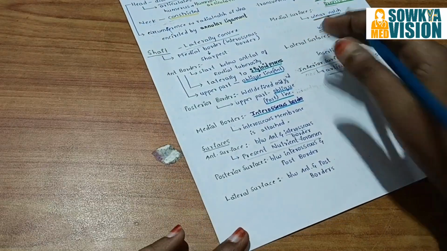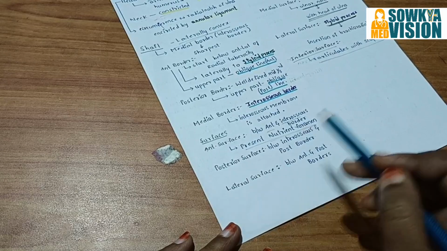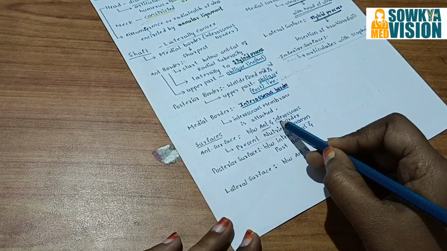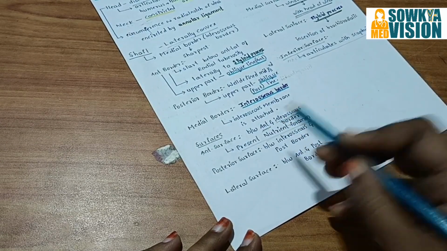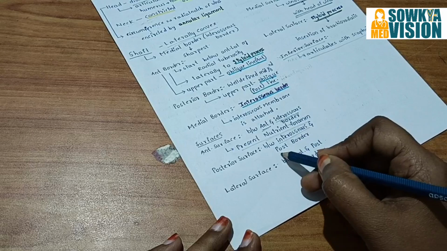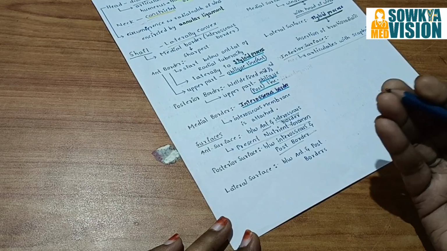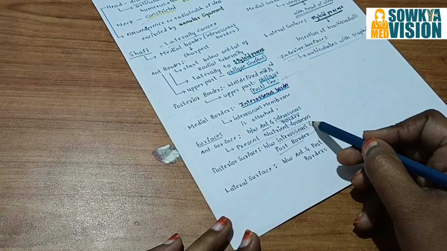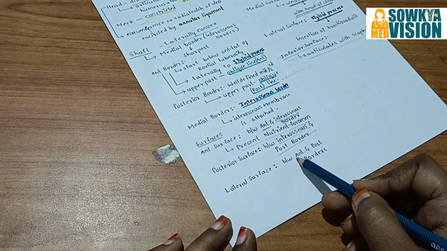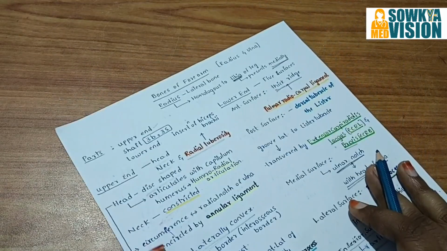Now let's see the surfaces. Three surfaces: anterior surface, posterior surface, and lateral surface of shaft. Anterior surface is extending between anterior and interosseous border. Posterior surface is present between interosseous border and the posterior border. Posterior border is represented by posterior oblique line, and interosseous border is the medial border. Lateral surface is extended between anterior and posterior borders. Yes. And now let's see the lower end.